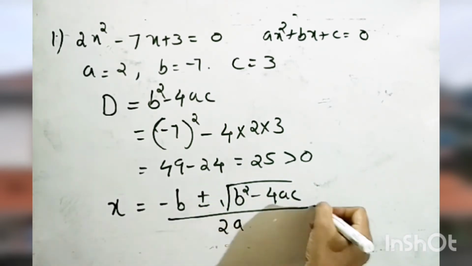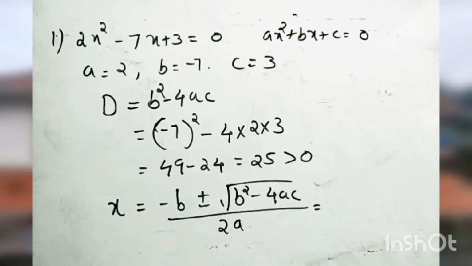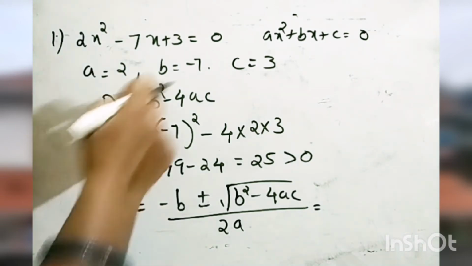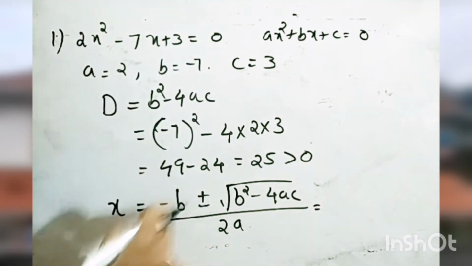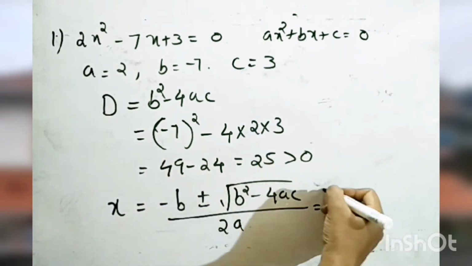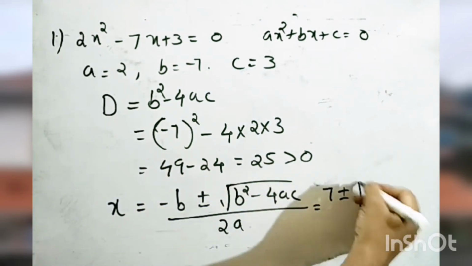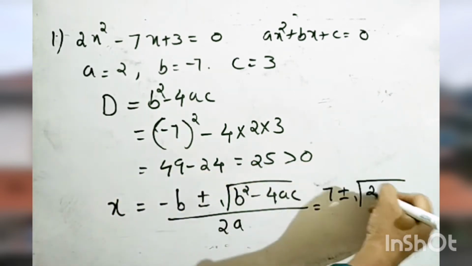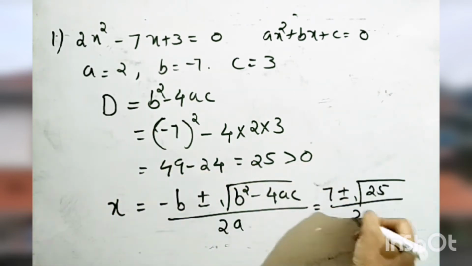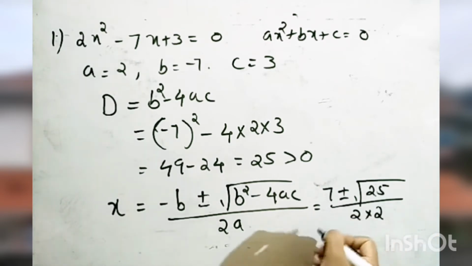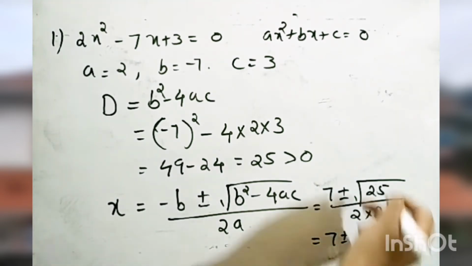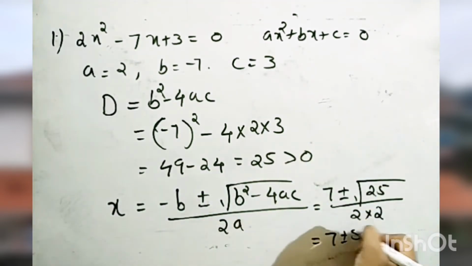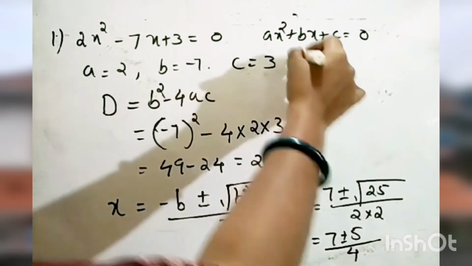This is our formula, and in this formula we are going to substitute the values. Minus b, b is minus 7, so minus b becomes plus 7, plus or minus square root of b square minus 4ac, that value we know, that is 25, divided by 2 into 2. That is equal to 7 plus or minus square root 25, which is 5, divided by 4. 7 plus or minus 5 divided by 4 we got.